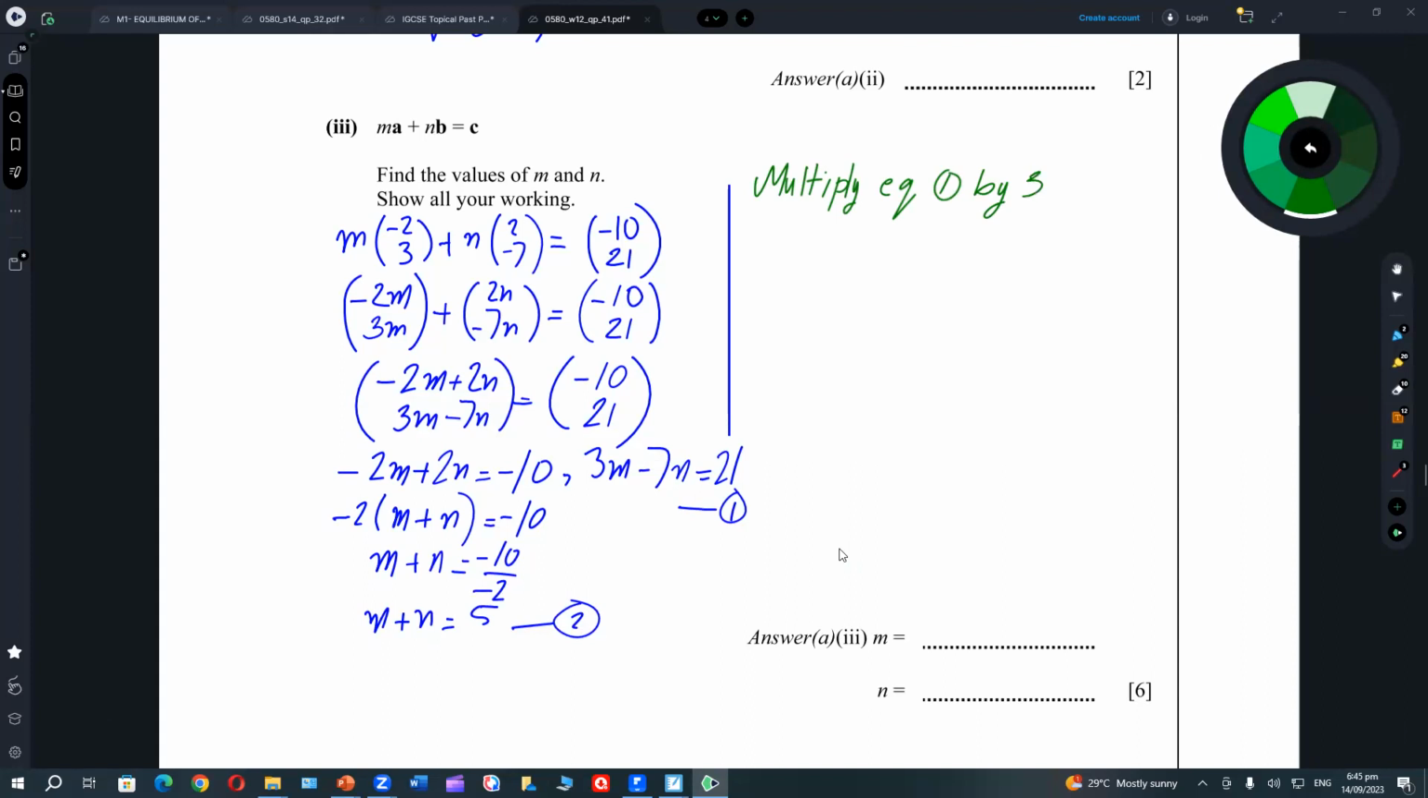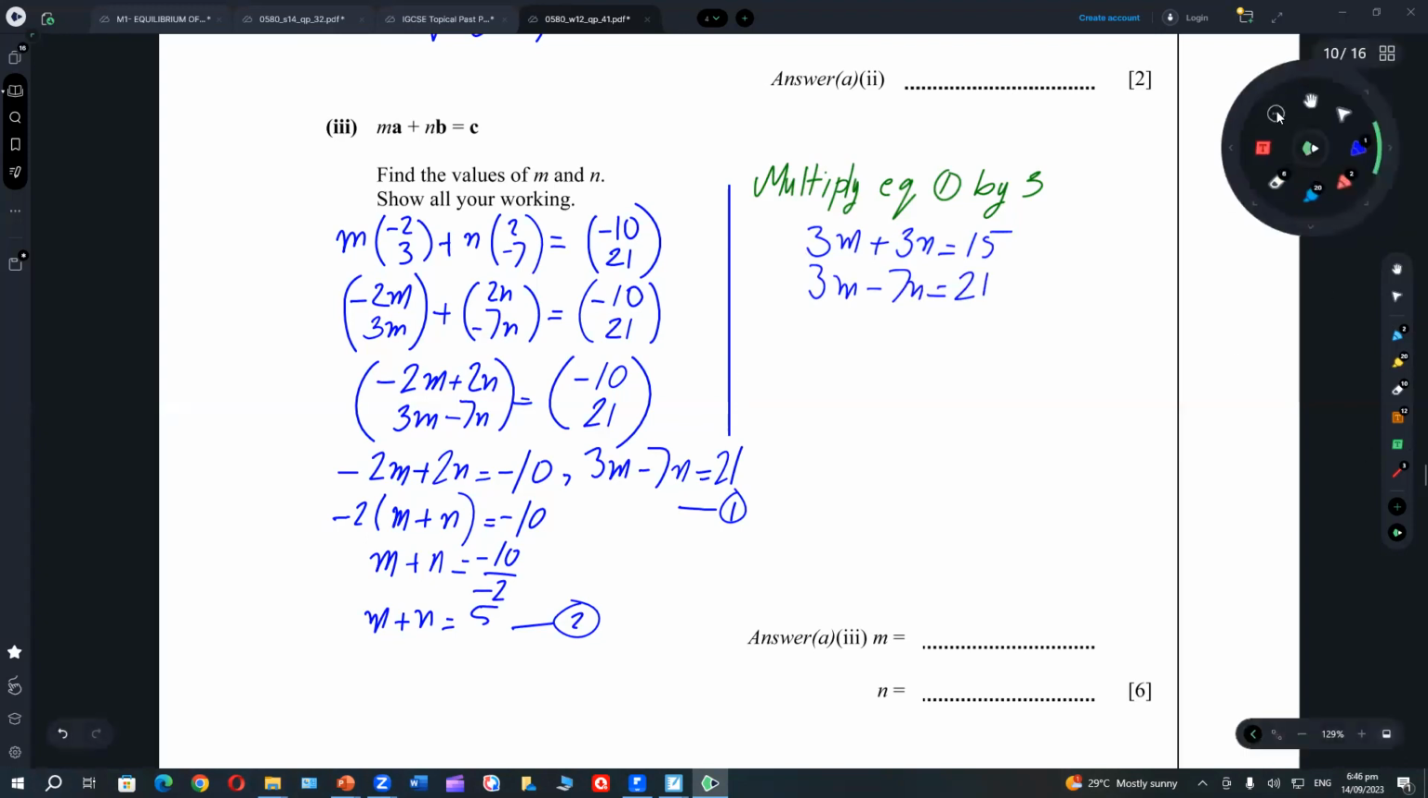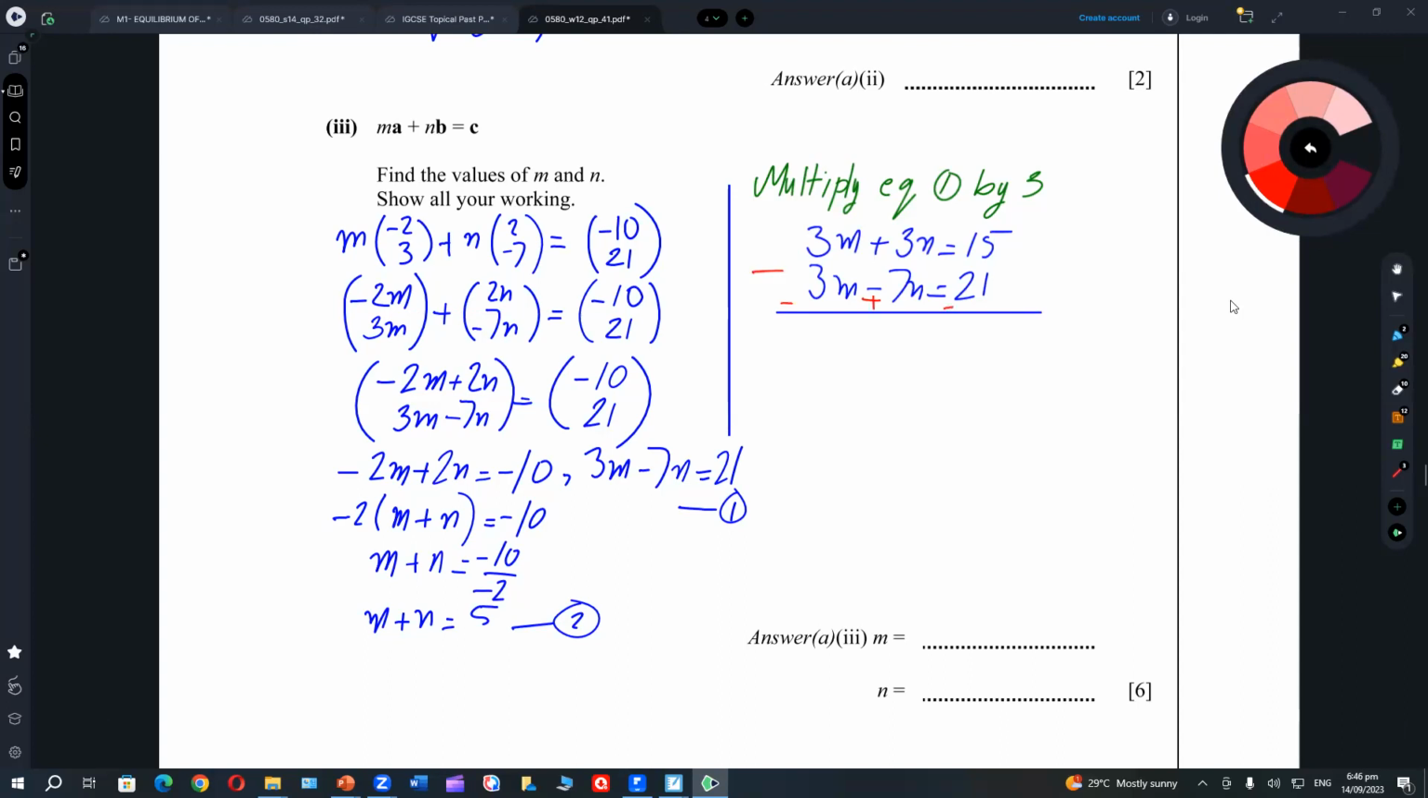I'm multiplying equation 1 by 3. Why 3? Because the second equation also will have 3m. If I subtract them, please copy till here. Somehow you're not remembering it, so that's a bit of a concern. Oh no, I will revise today.